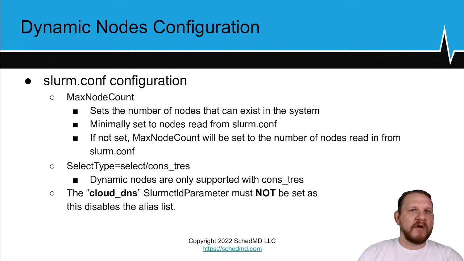Third, we have the select type: cons_tres is the only supported select type for dynamic nodes. So if you're using cons_res and you need to use dynamic nodes, it would be time to migrate to using cons_tres. And then finally, the cloud_dns SlurmctldParameter must not be set. So this is one that if it is set, it disables that alias list, which is needed for the srun and slurmds to know how to communicate with the nodes.